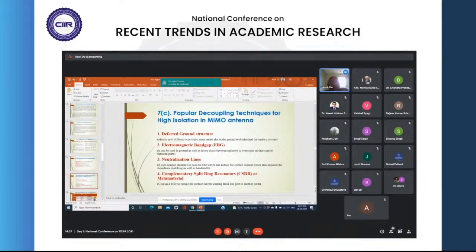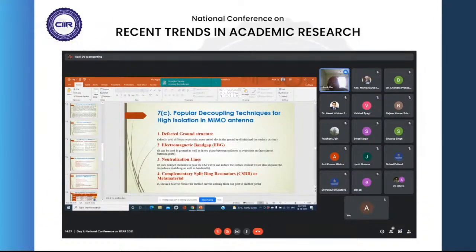Now, popular decoupling techniques used for high isolation in MIMO antenna are defected ground plane, where in the planar antenna system, in the ground plane, we make some slots or something like that, which are basically the defected ground plane, and mostly used in different types of stubs, open-ended, slot, and ground in the ground to diminish the surface current.